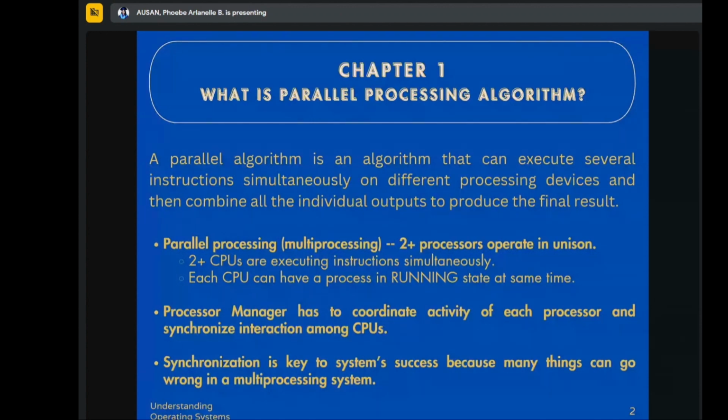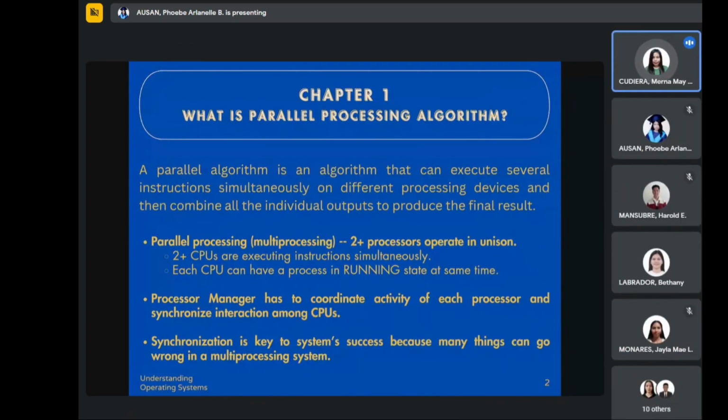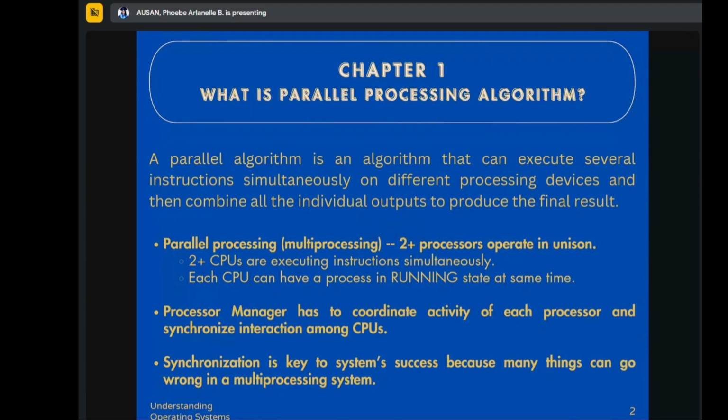Our topic is parallel processing algorithm. First, what is a parallel processing algorithm? A parallel algorithm is an algorithm that can execute several instructions simultaneously on different processing devices and combine all the individual outputs to produce the final result. In parallel processing, or multiprocessing, two or more processors operate in unison. Two or more CPUs are executing instructions simultaneously, and each CPU can have a process in running state at the same time. The processor manager has to coordinate the activity of each processor and synchronize interaction among CPUs. Synchronization is key to system success because many things can go wrong in a multiprocessing system.